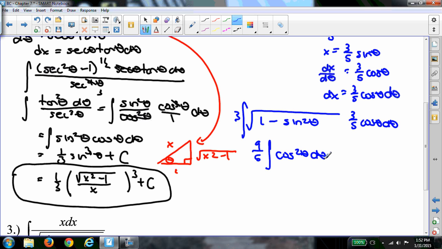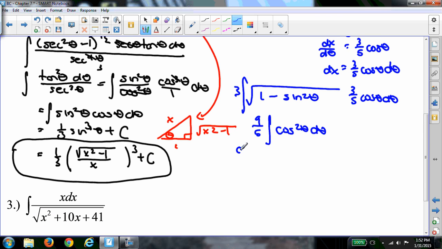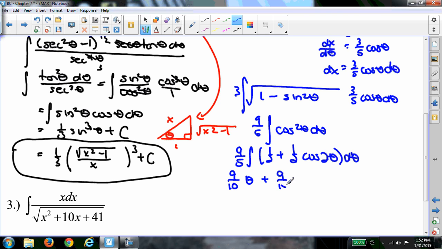This is when we use the identity that we learned with the trig identity section. So cosine squared is 1/2 plus 1/2 cosine 2 theta. And then integrating that looks like it's going to be 9/10 theta plus 9/10 cosine 2 theta plus c.